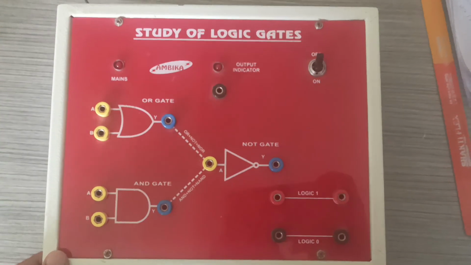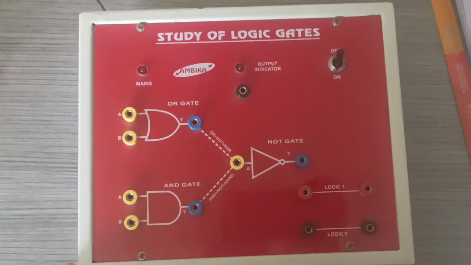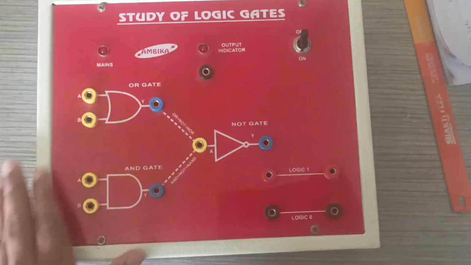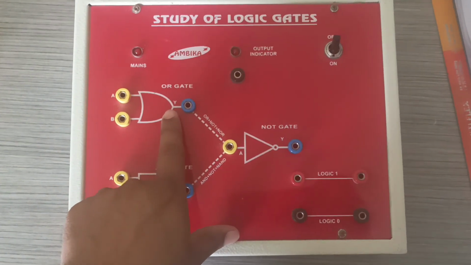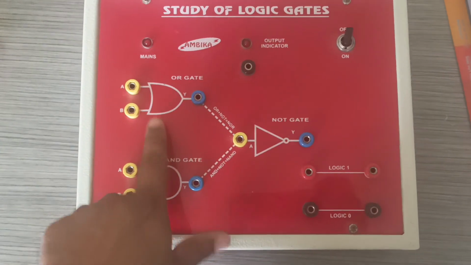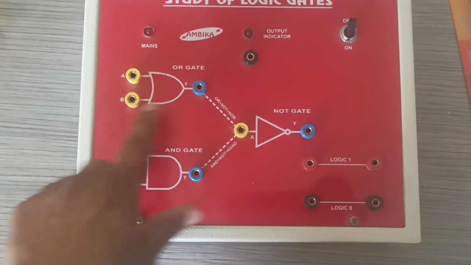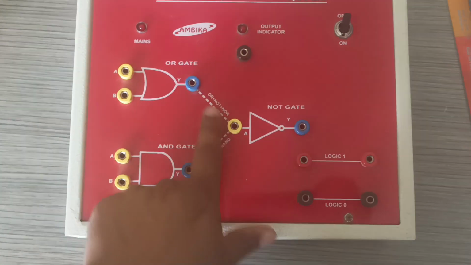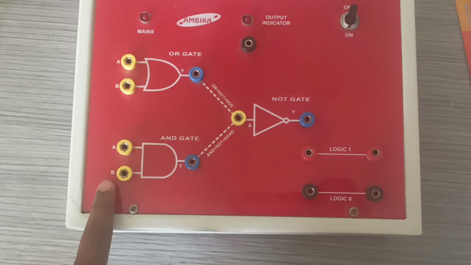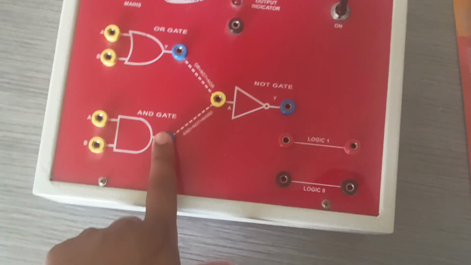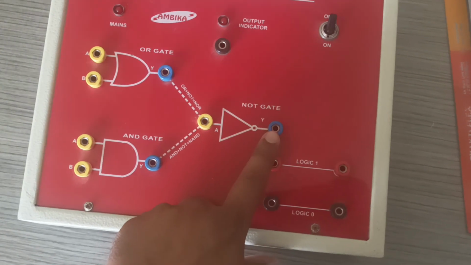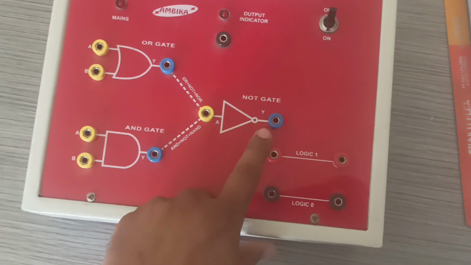Now see, this is the study of logic gates table. Here on the table we have the OR gate, NOT gate, and the AND gate. In the OR gate we have two inputs A and B, and one output Y. Similarly we have the NAND gate and AND gate with inputs A and B; these are the two inputs and one output. And we have the NOT gate here, with only one input and one output.